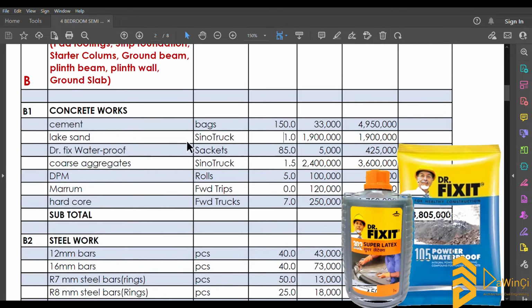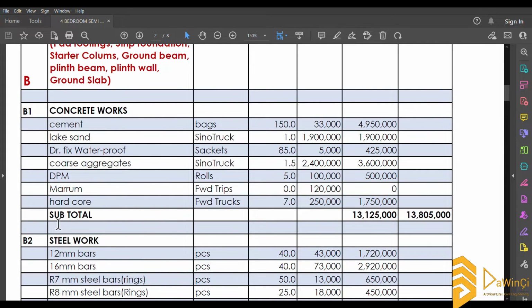We have cement, we have Dr. Fix-It waterproof. Now this one right here is not really compulsory, that Dr. Fix-It waterproof. It is only just a recommendation because it helps in waterproofing that slab, so that there will be no leakages of water by capillary to the superstructure.